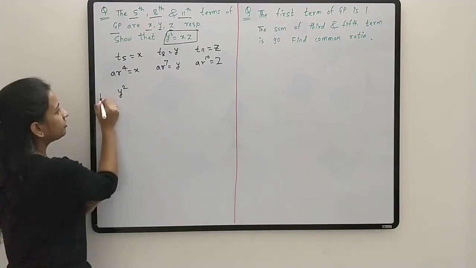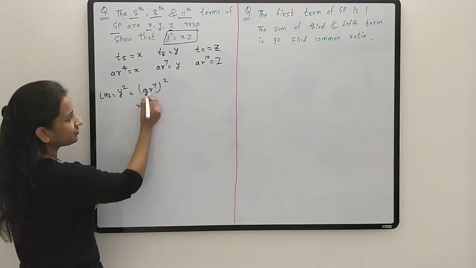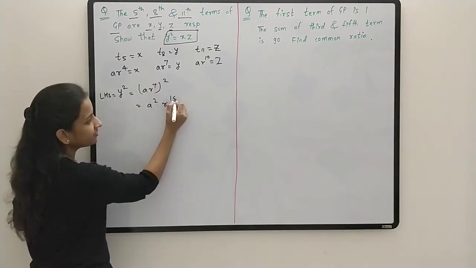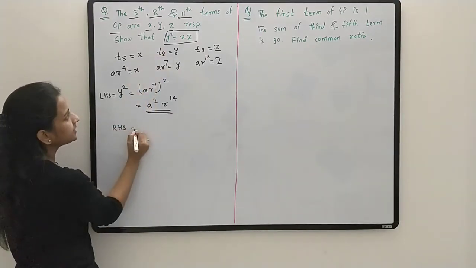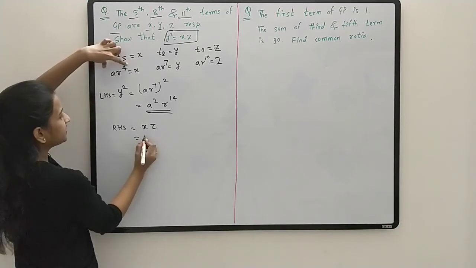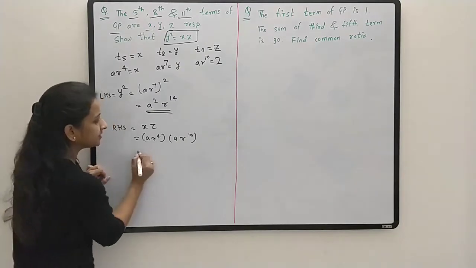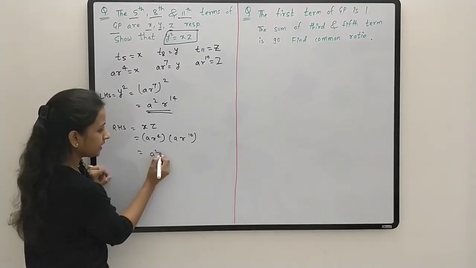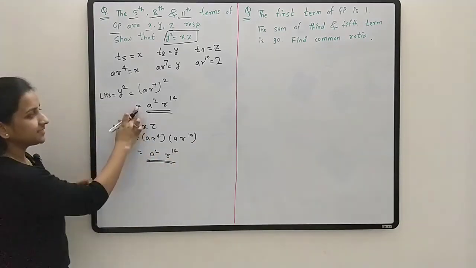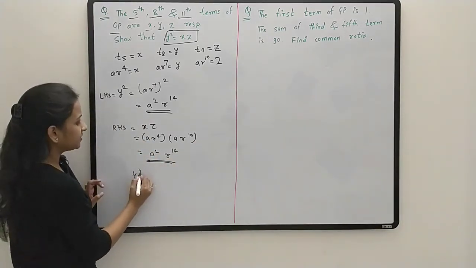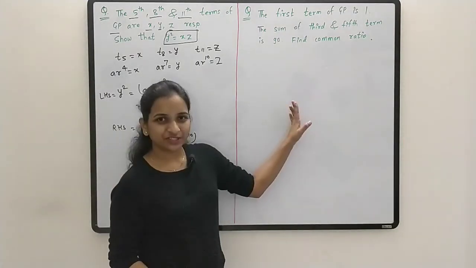Y square, let's find out LHS. Y square is a r power 7 whole square. So we can say it is a square r power 14. Right? Now let's see the RHS side. RHS is x into z. So what is x? A r power 4 and z a r power 10. So let's multiply this. So this is a square r power 4 plus 10, so 14. Right? LHS is equals to RHS. So we can say y square is equals to xz. So we have proved this. Easy? Now let's solve this.